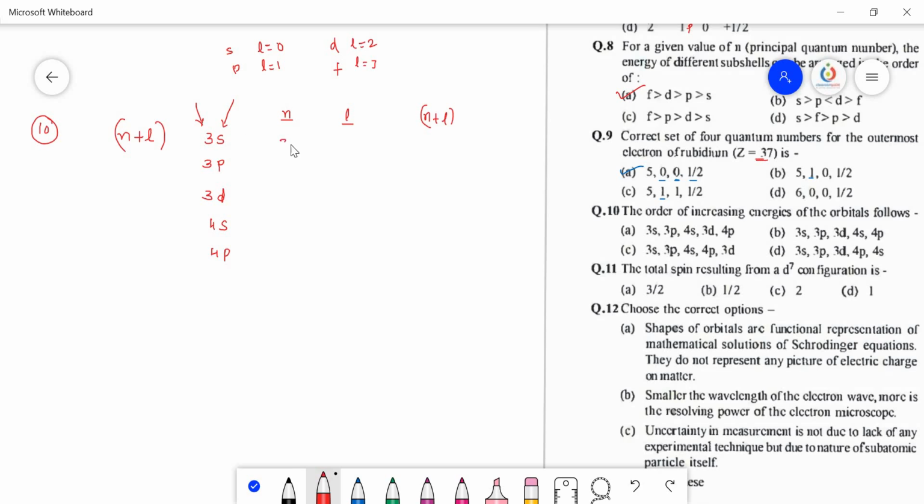So here n value 3, L value 0, n plus L value is 3, and n value 3, L value 1, so it equals 4. This is 3, 2, 5. This is 4, 0, 4. This is 4, 1, 5. Now the point to be remembered to find out the higher energy orbital is: the higher the n plus L value, the more will be the energy of the orbital.